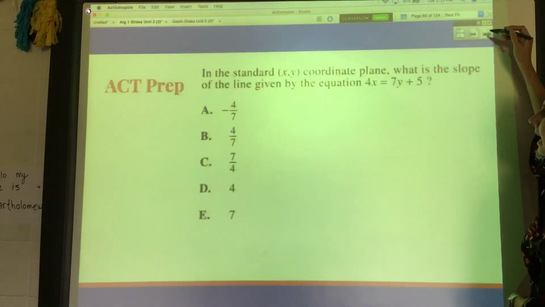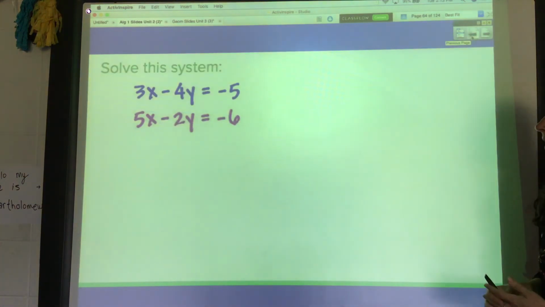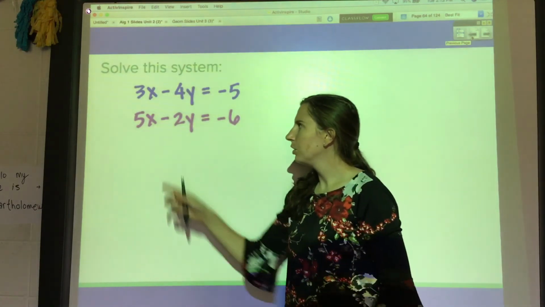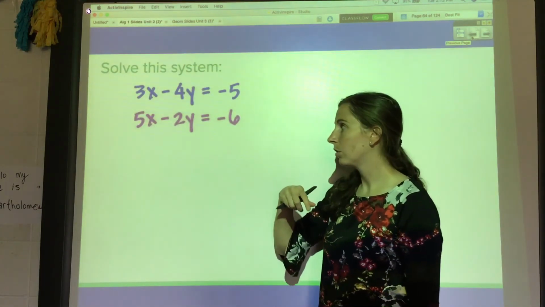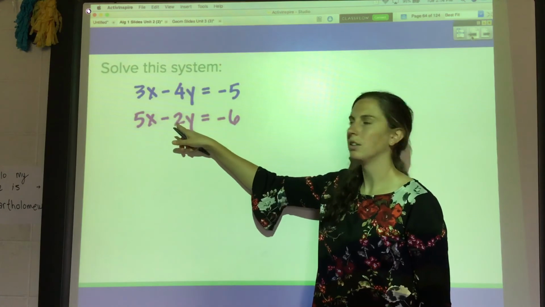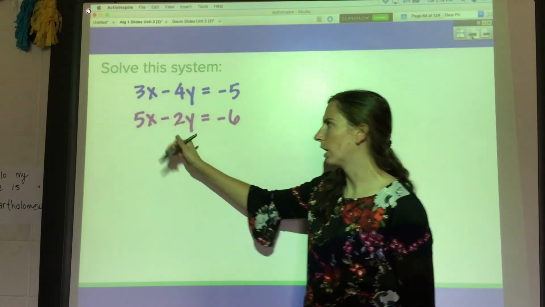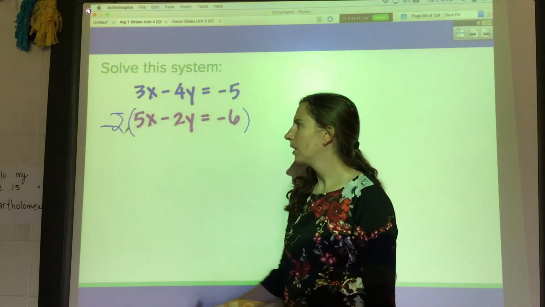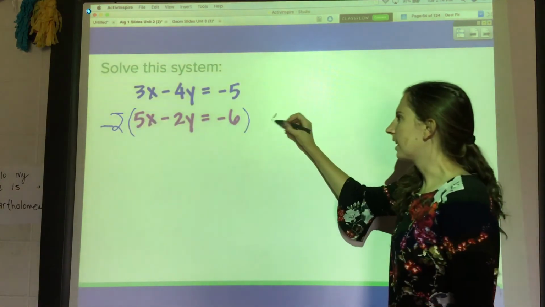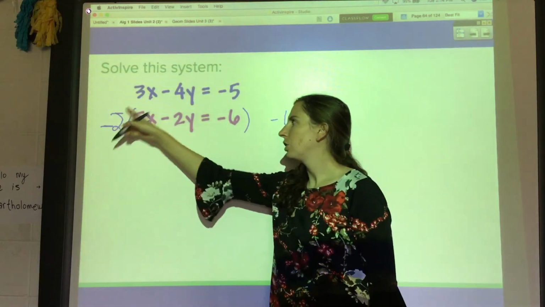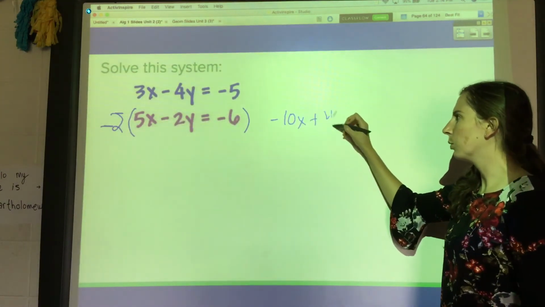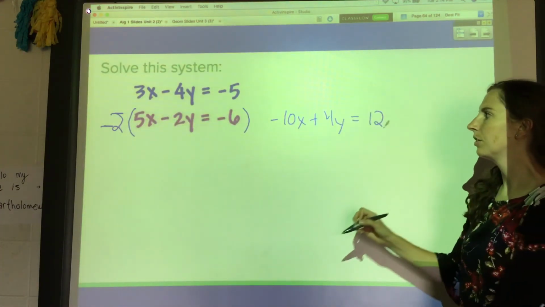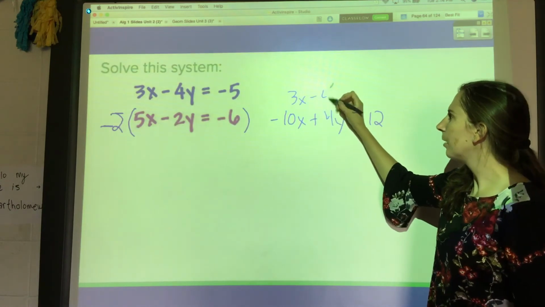All right, we have one final example. On this one, I could do the whole 15 and negative 15 thing again, or I think I can make this a positive 4 to cancel out the negative 4 if I just do a negative 2. Negative 2 times 5x is negative 10x. Negative 2 times negative 2 is positive 4y. Negative 2 times negative 6 is positive 12. And I'll leave the top equation the same.